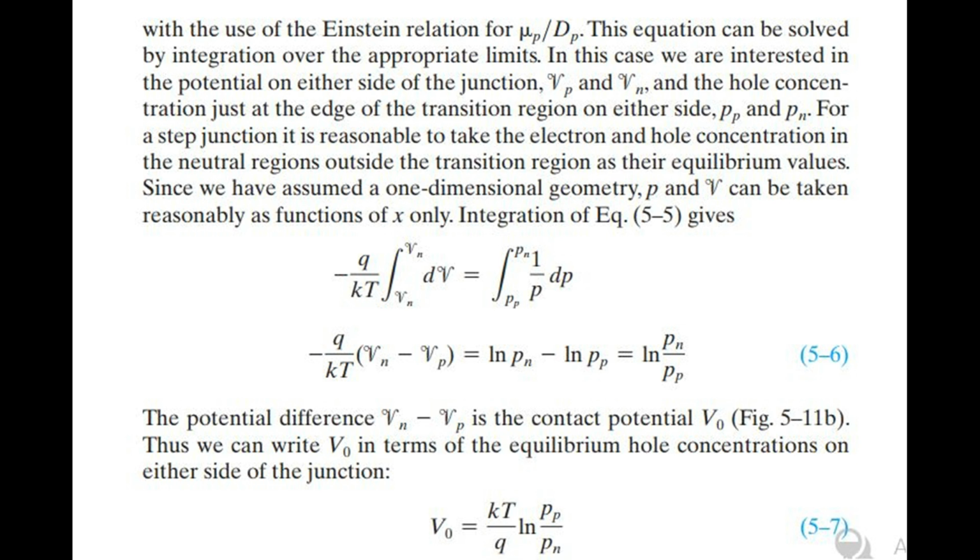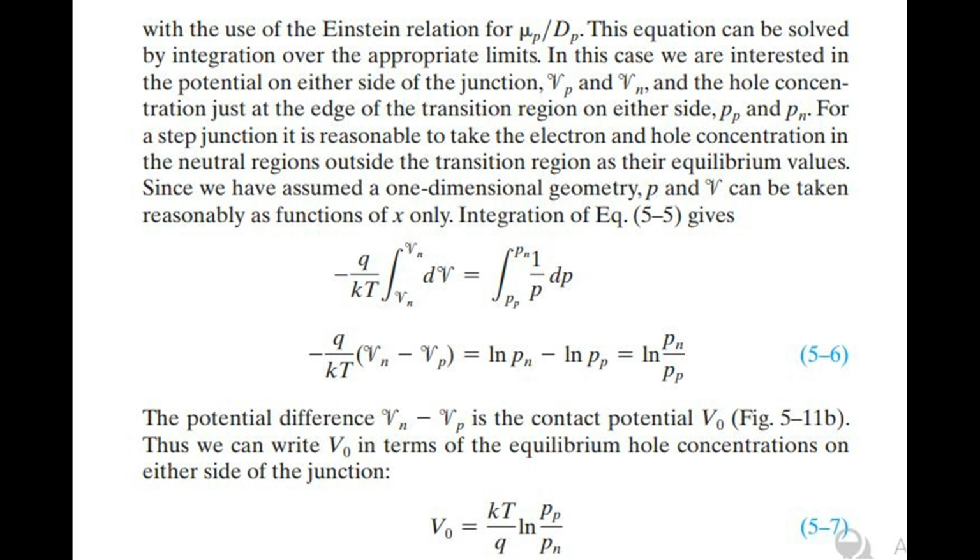For a step junction it is reasonable to take the electron and hole concentrations in the neutral regions outside the transition region as their equilibrium values. Since we have assumed a one-dimensional geometry, p and n can be taken reasonably as functions of x only. Integration of Eq. 5-5 gives the potential difference between n and p, the contact potential V0, Fig. 5-11b.